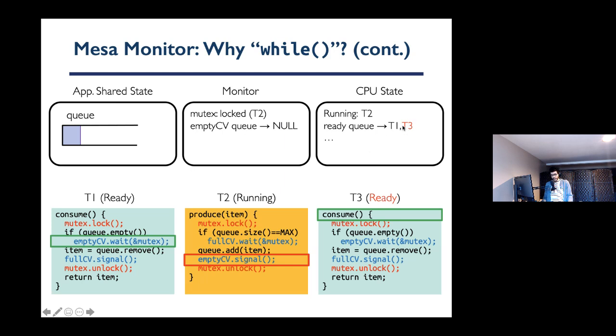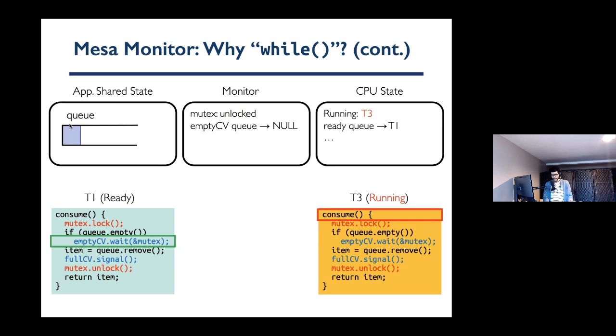So now I put T3 on the ready queue as well. Now T1 and T3 are on the ready queue. T2 is running. The mutex is locked by T2. The empty CV queue is empty, and we have one item on our shared queue. Let's say T2 terminates, so T2 is done. Now at this point, the scheduler has to pick a ready thread to run. Let's say T3 is the one who is picked.